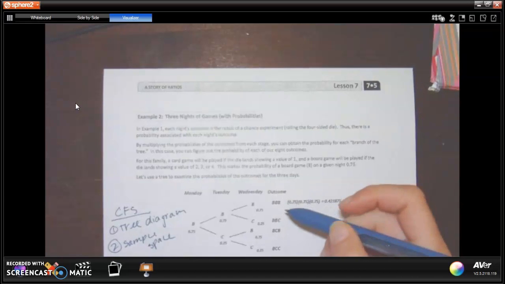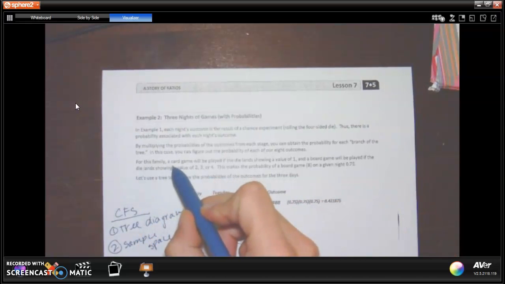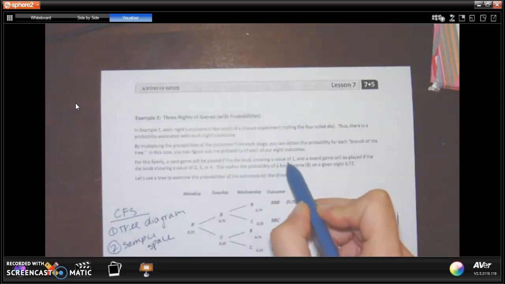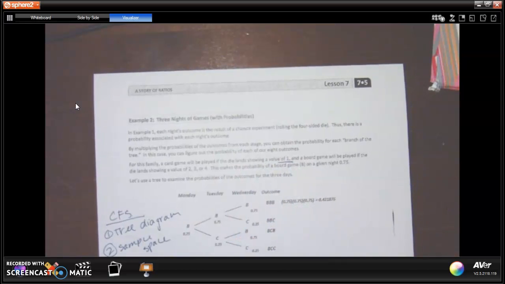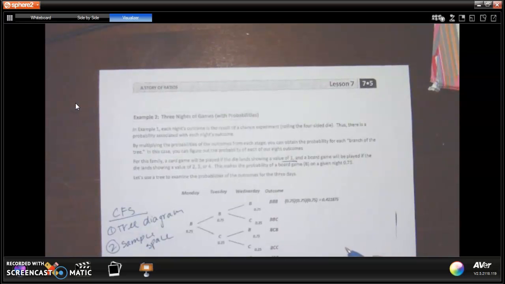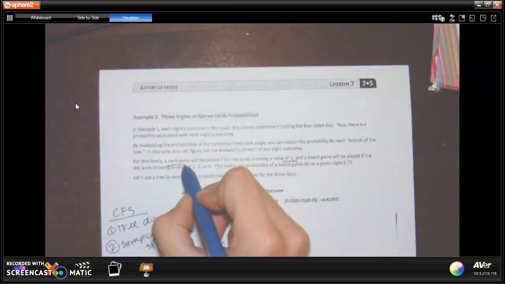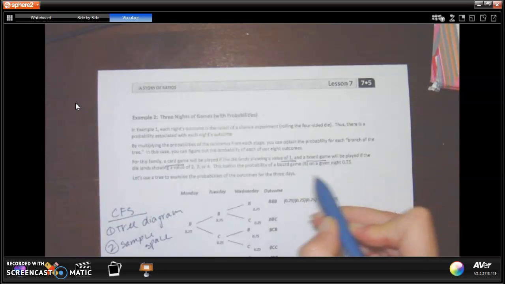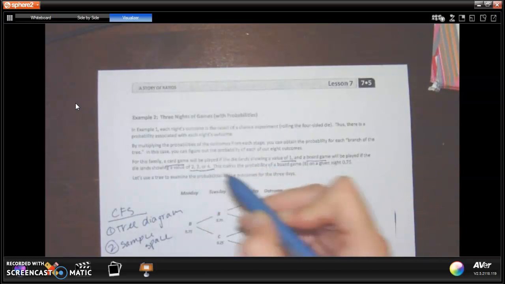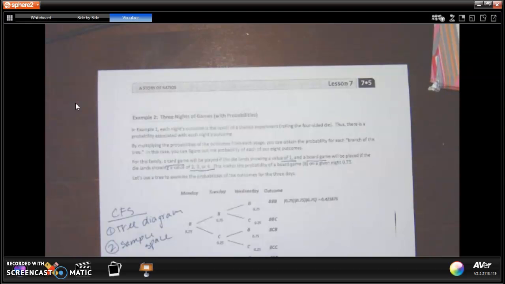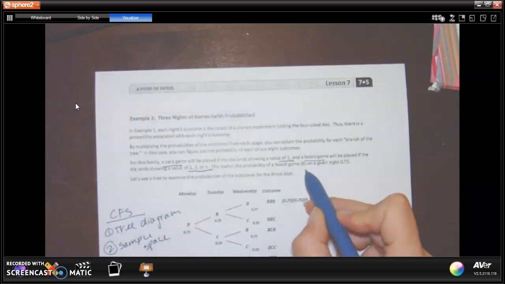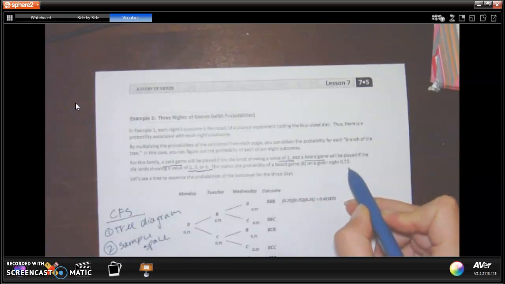Now, looking back at this problem, it says, for this family, a card game will be played if the die lands showing the value of 1. So that means if on the dice it lands showing a value of 1, the family is going to play a card game. And the family plays a board game if they roll the dice and it shows a 2, a 3, or a 4. Okay? So that makes the probability of the board game, on any given night, 75 hundredths.